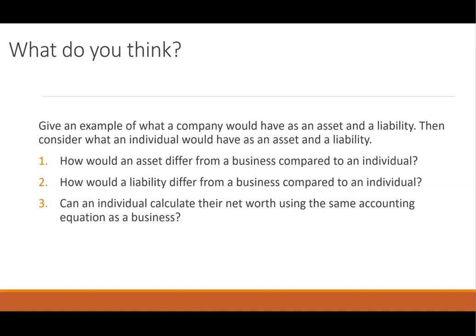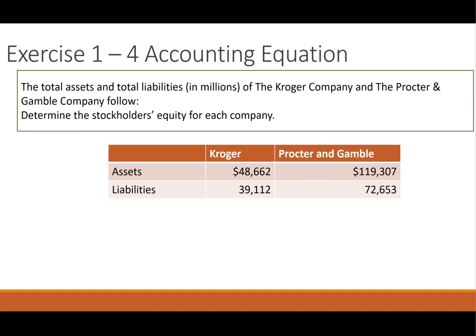So guys, what do you think? Give an example of what a company would have as an asset and a liability. Then consider what an individual would have as an asset and a liability. How would an asset differ from a business compared to an individual? How maybe could a liability differ from a business compared to an individual? Can an individual calculate their net worth using the same accounting equation? Assets equal liabilities plus stockholders' equity? If you have questions about that, feel free to put a question on the discussion board this week.